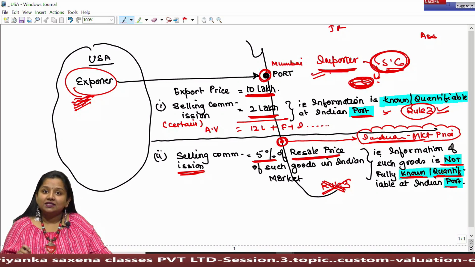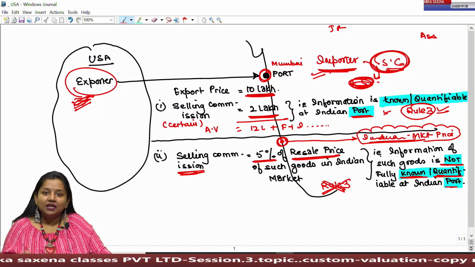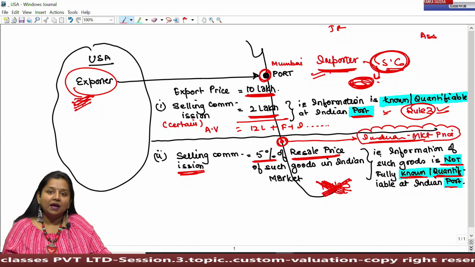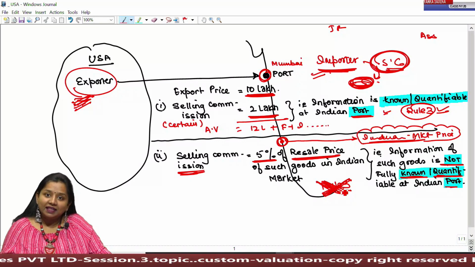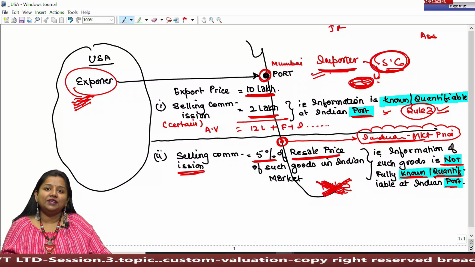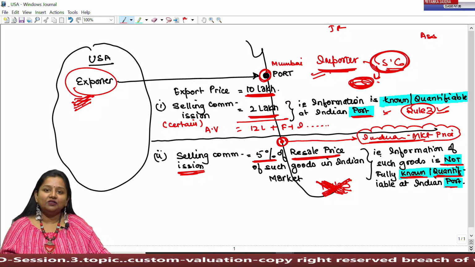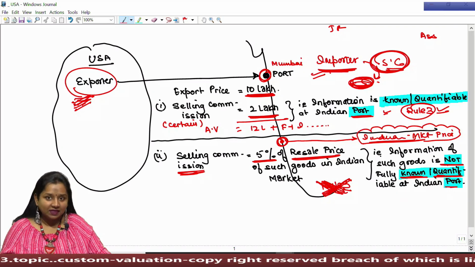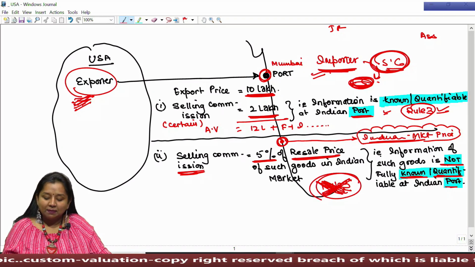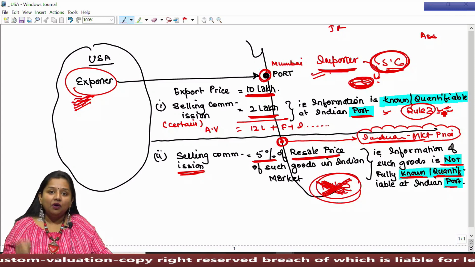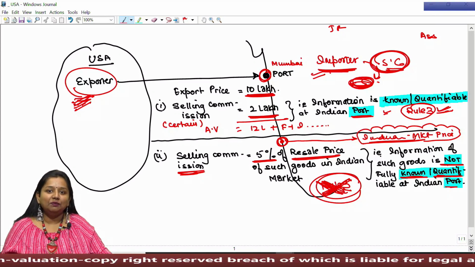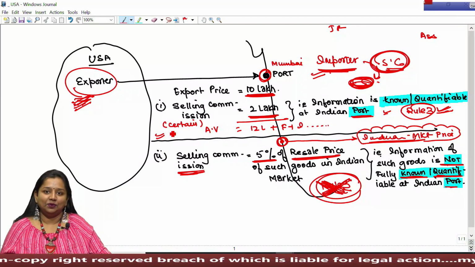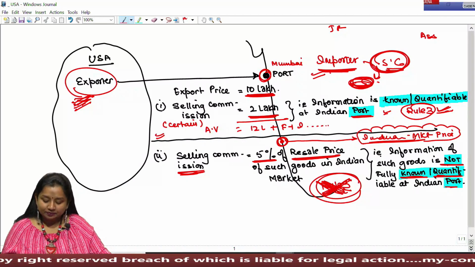Due to which, since the information is partially unavailable, Rule 3 can never be applied. Rather, by proceeding sequentially, the assessable value shall be determined under Rule 4, 5 and so on. That means Rule 3 can be applied only if all the information related to imported goods is quantifiably known at the Indian port. Will that be fine?